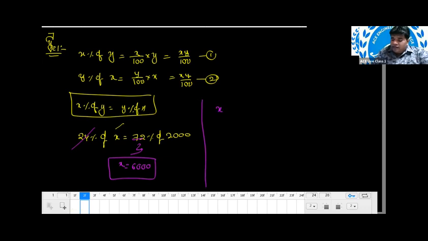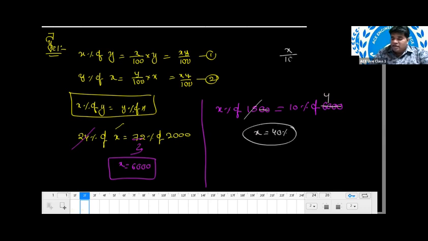One more example. X percentage of 1500 is equal to 10 percentage of 6000. Find the x value. Directly cancel 2 zeros, 2 zeros, 15 fours. So x is equal to 40 percentage. Again, x by 100 into 1500 equals 10 by 100 into 6000. No need to write it completely because you already know the condition. You get the point directly. This is type 1.